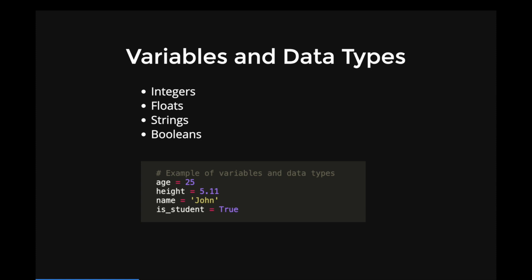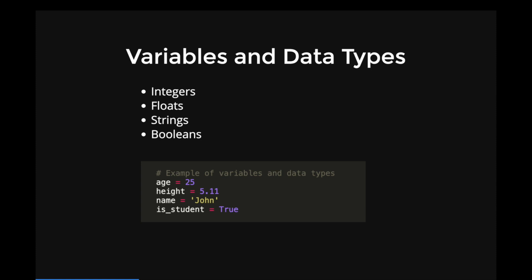In Python, you can create a variable and assign a value to it using the assignment operator, which is an equal to sign. Variables can hold different types of data known as data types. Some common data types in Python include integers, which are whole numbers without any decimal points. Example: 5, -3, 1000. Floats, numbers that have decimal points. Example: 3.14, 0.5, -2.718. Strings, sequences of characters enclosed in single or double quotes.